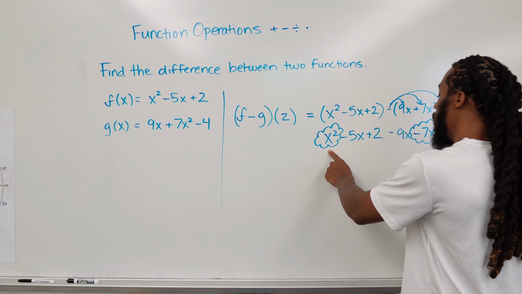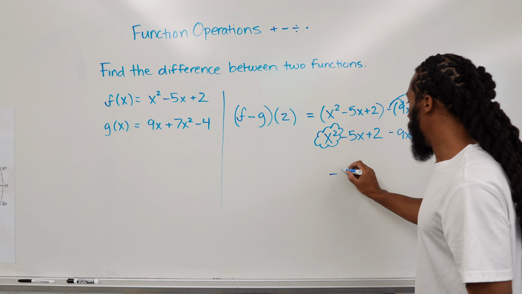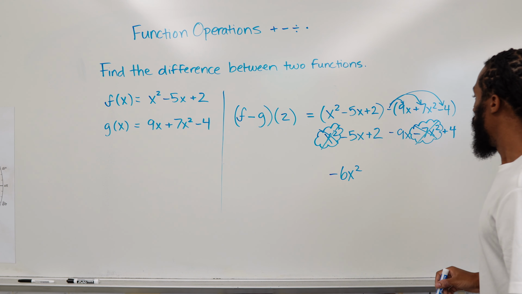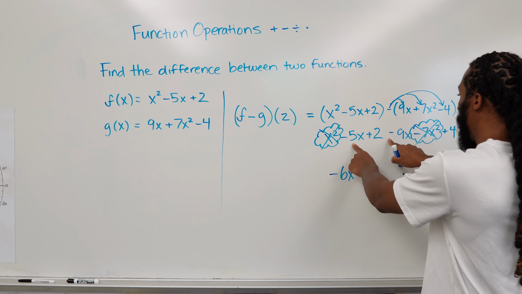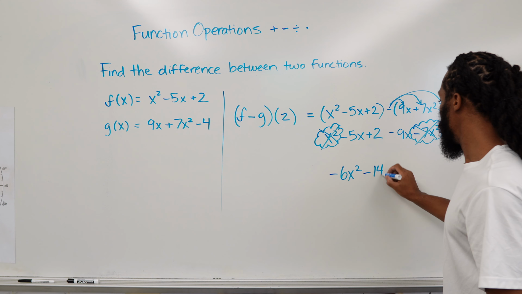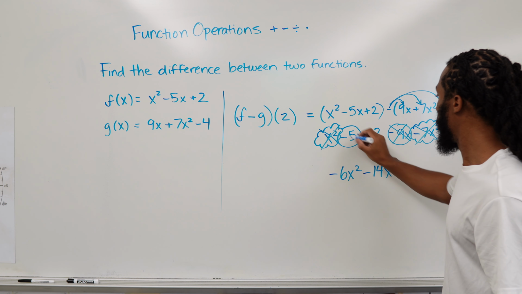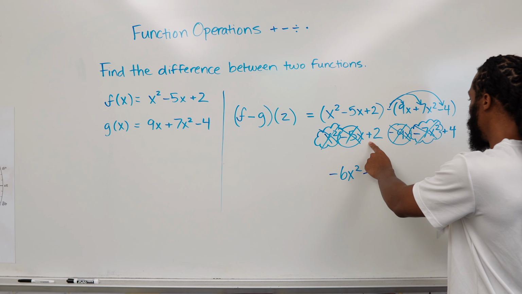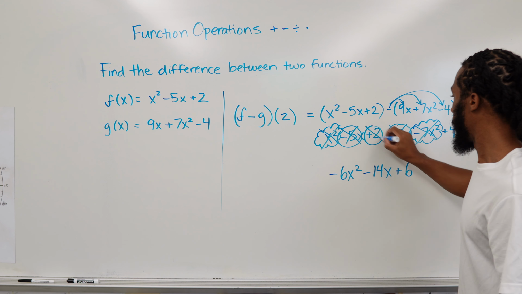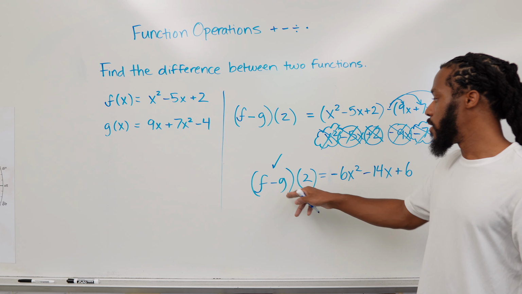This time we have 1 minus 7, which will give us negative 6x squared. We have negative 5 minus 9x, which gives us negative 14x. So these will cancel out. And we have 2 plus 4, which gives us positive 6. So far we've accomplished f minus g.